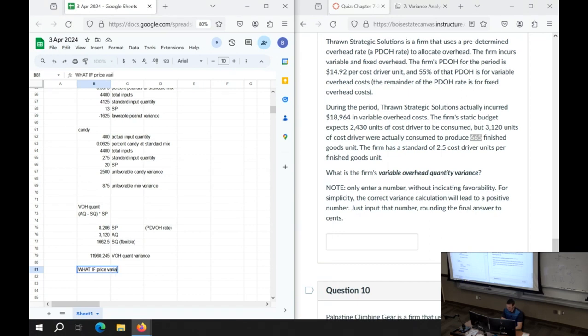Now, what if it were asking for variable overhead price variance? I think we actually have enough that we can solve for that.